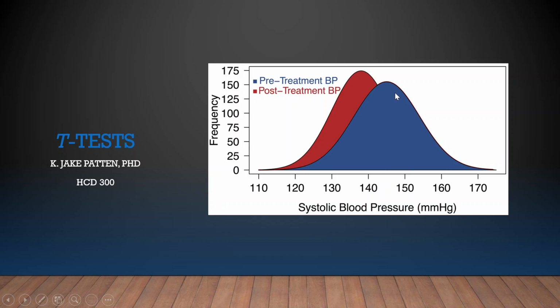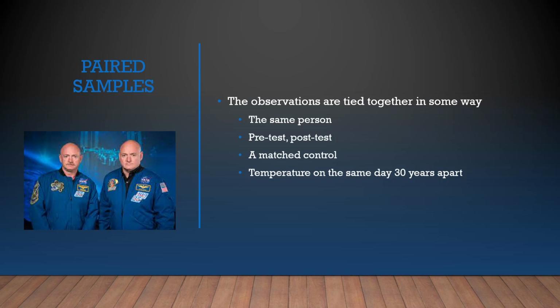But basically what we're doing is we want to see if there's a significant difference between these two groups. There's a couple different ways that we can do this. We have two different kinds of tests, two different kinds of tests in one, and then like a subgroup in one of those. But one of these is a paired samples t-test. And with a paired samples t-test, what you're looking at is that the observations are tied together somehow.